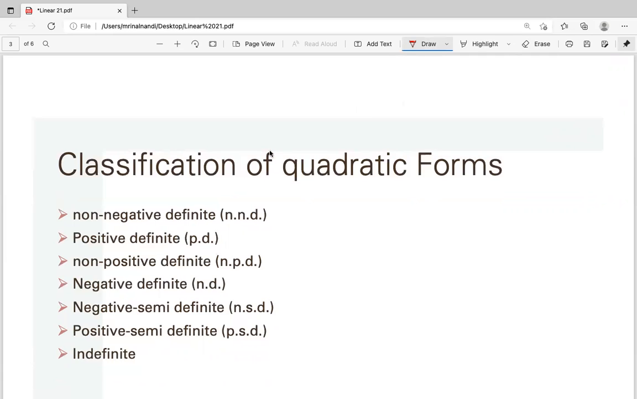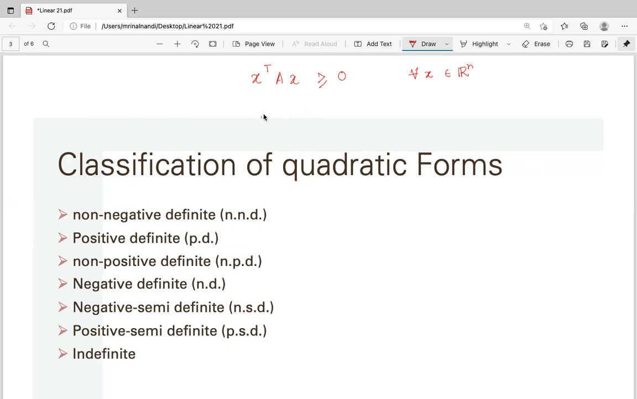Now, classification of the quadratic form: non-negative definite. What is non-negative definite? So we take A as symmetric. From now onward, we'll take that matrix as a symmetric matrix. If x transpose Ax is greater than or equal to 0 for all x in Rn, then this is called non-negative definite. Non-negative, so it's never negative. Similarly, non-positive definite: x transpose Ax is less than or equal to 0.